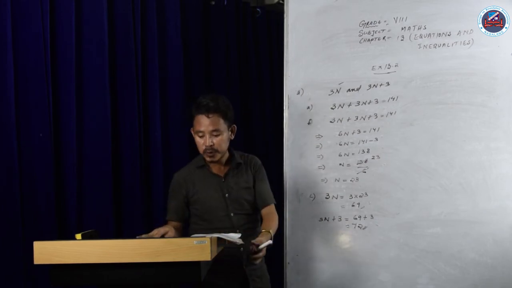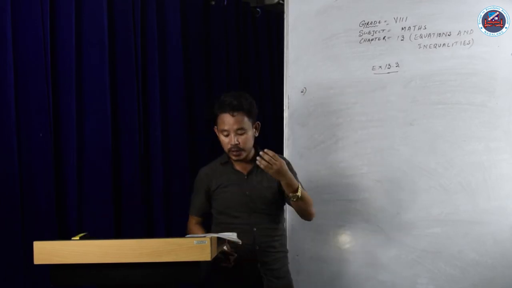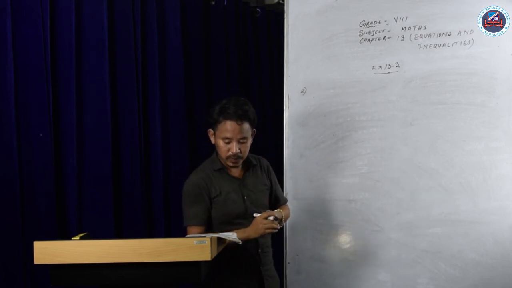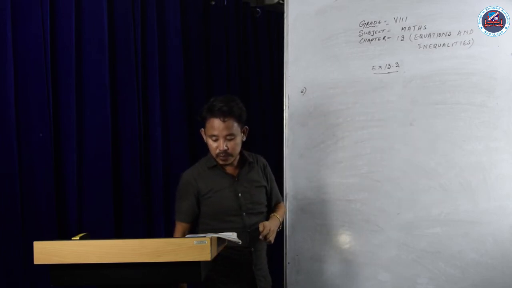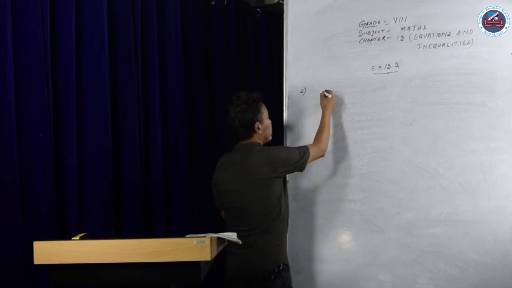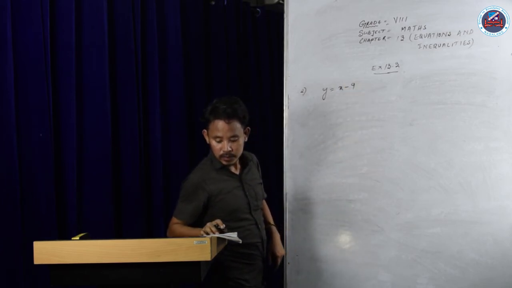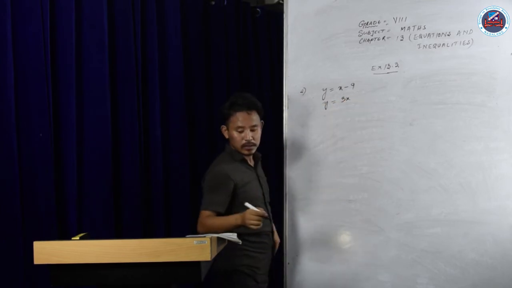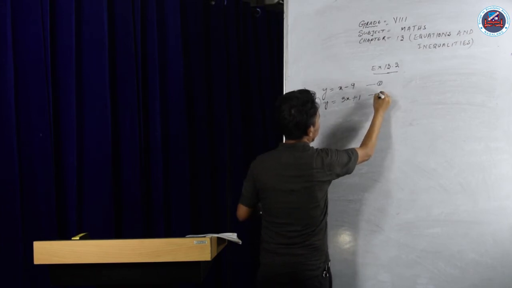Now we shall move on to the next one, that is 13.3. Here you can see that all the sums follow the same pattern, so not much to be done here. I'll be doing question number 2 first. Solve this simultaneous equation. y equals x minus 9, and y equals 3x plus 1. Equation number 1 and equation number 2.